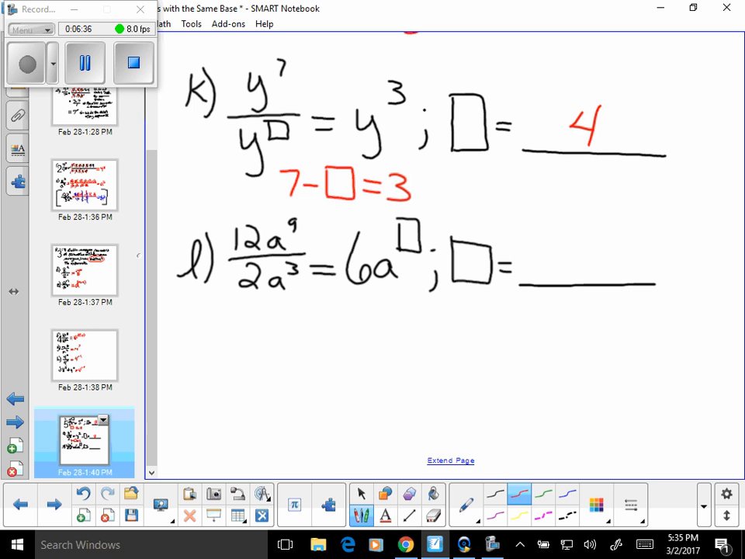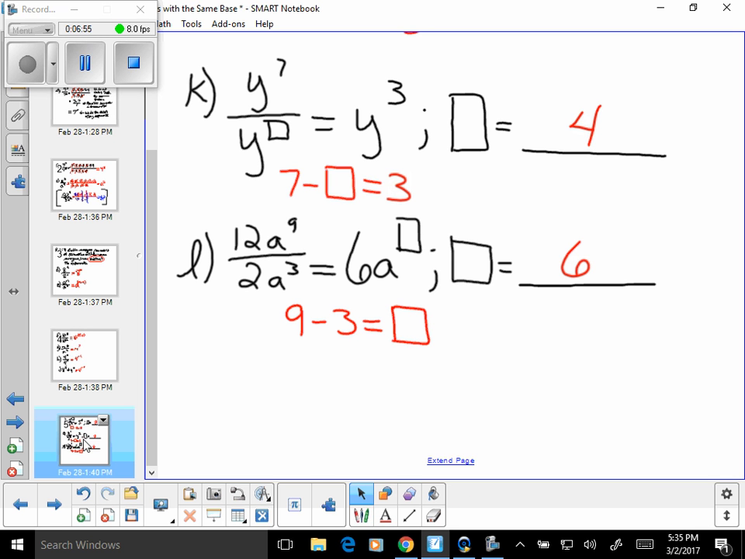In 12a to the 9th divided by 2a to the 3rd, what is box going to equal? Well, 9 minus 3 equals box. What's 9 minus 3? Yes, 6. And that concludes Chapter 7.3a.